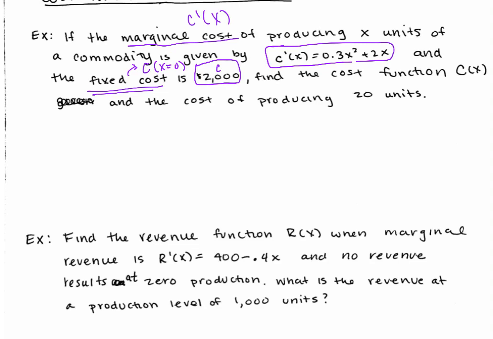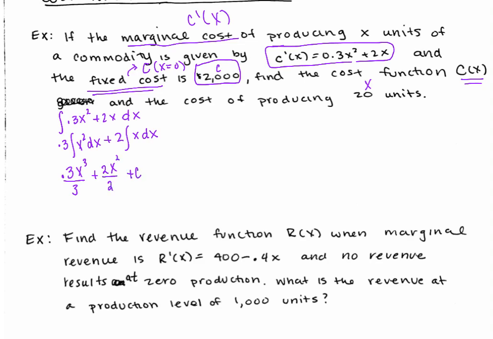Find the cost function and the cost of producing 20 units. So they tell us the derivative. So to get our regular function, we're going to take the integral. So I'm going to take the integral of 0.3x squared plus 2x. So 0.3 integral of x squared dx plus 2 integral of x dx. So this is 0.3, add 1 to the exponent, divide by my new exponent, plus 2x squared over 2 plus c.